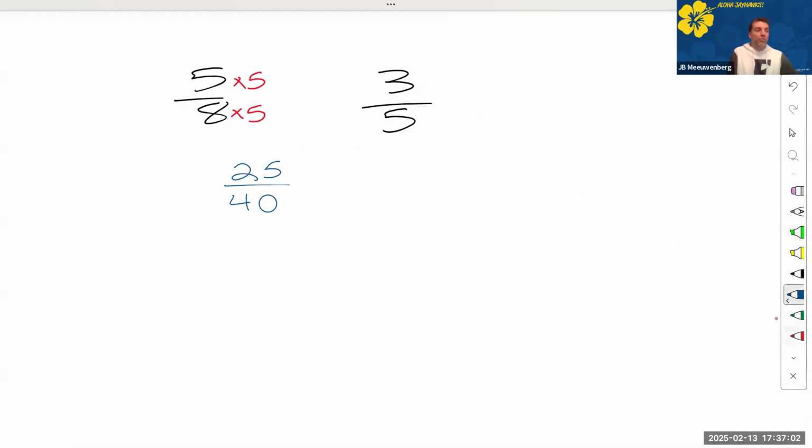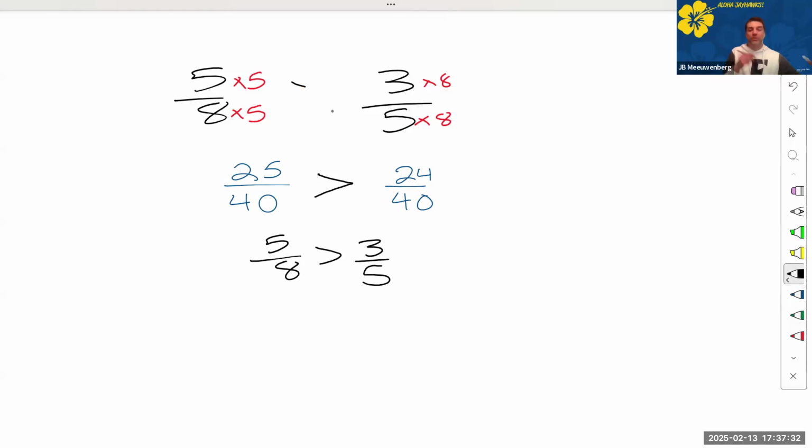With 3/5, we want to change 5 into 40. So we will multiply by 8. And then, of course, 8 on top. This fraction then changes to 24/40. Now compare the two fractions. They have the same denominators, and this numerator is slightly bigger than that one. So we can say 25/40 is greater than 24/40, and thus 5/8 is greater than 3/5. We can compare those original fractions to each other.